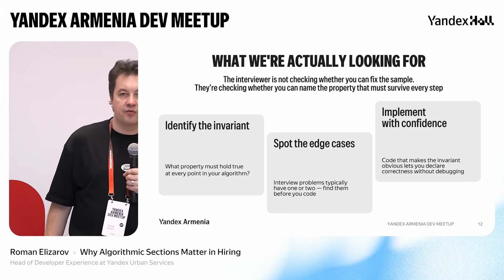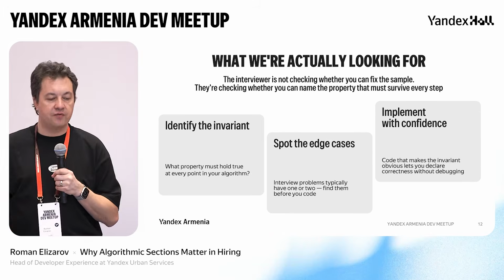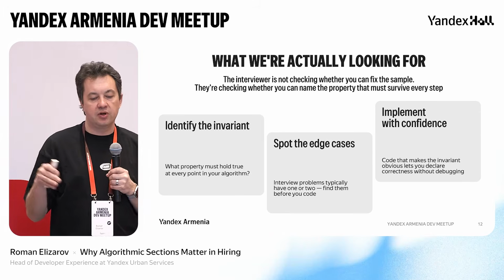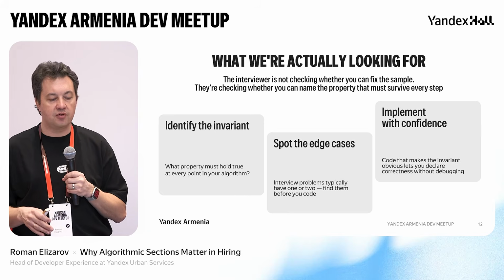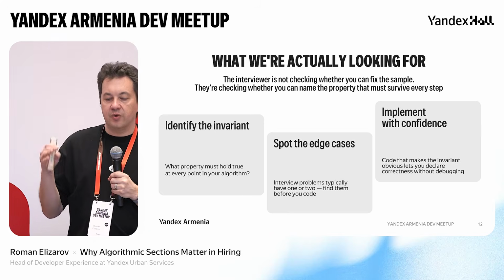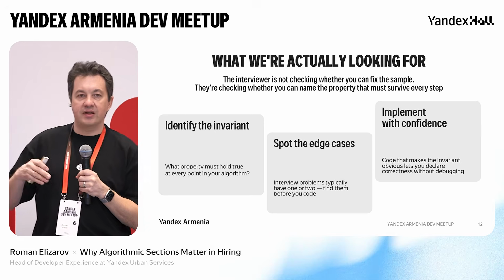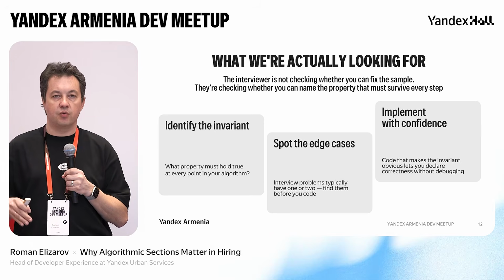So what are we actually looking for? The key traits we're looking for are whether a person is able to spot edge cases and identify key invariants in the problem they solve, so that they can implement the code with confidence that it actually works.